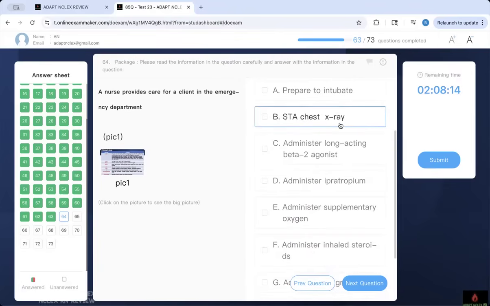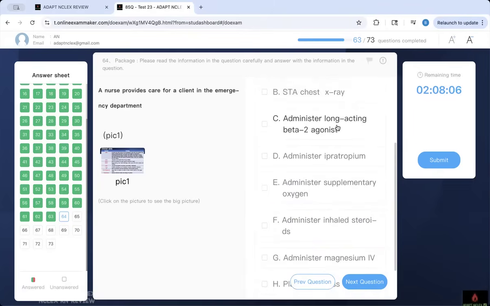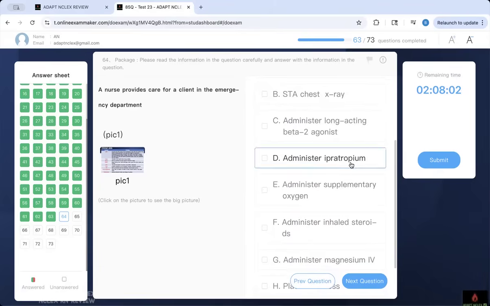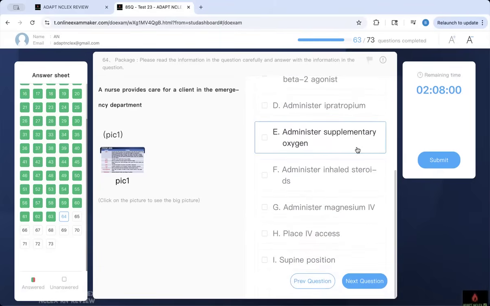Start chest X-ray. Administer long-acting beta-2 agonist. Long-acting, pay attention. Administer ipratropium. Supplementary oxygen. Inhaled steroid. Magnesium. IV access. Supine position. What do you think?